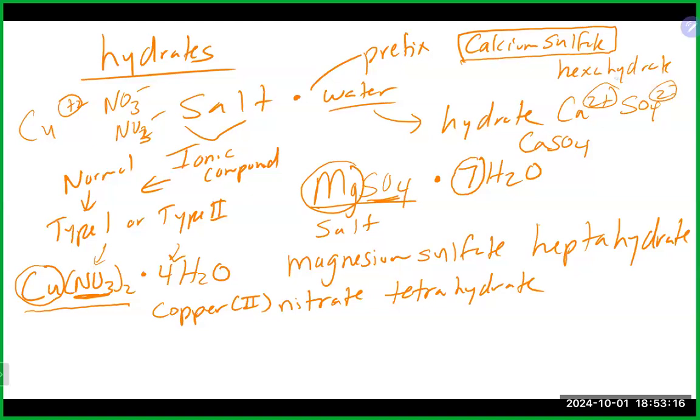Hexahydrate means how many waters? Hexa is 6. Remember, since it's a hydrate, we'll put a little dot between the salt and the water part, right? And we'll just put the appropriate amount of waters in there. Any questions on that there?